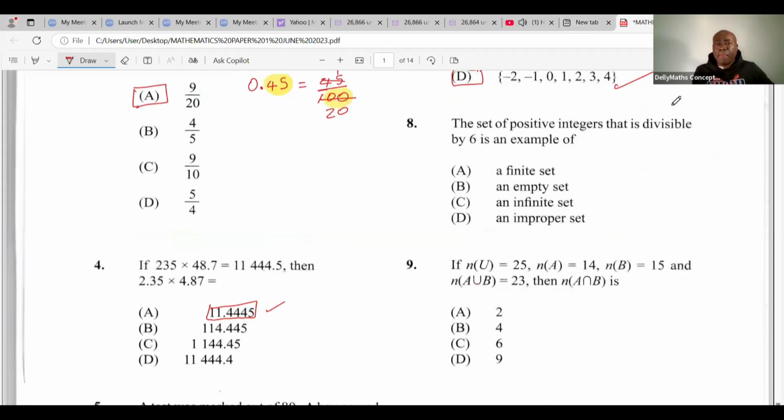Let's take a look at number 8. Number 8 says the set of positive integers that is divisible by 6 is an example of what? Now, what this is referring to in a nutshell is actually multiples of 6. If you think about multiples of 6, because it did say those numbers are divisible by 6, which means 6 could go into them, that means we're dealing with multiples of 6, which would have been an infinite set, because multiples of 6 will go on to infinity. So it's an infinite set.